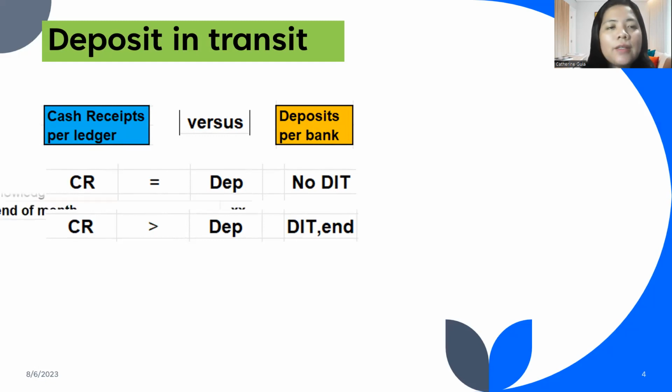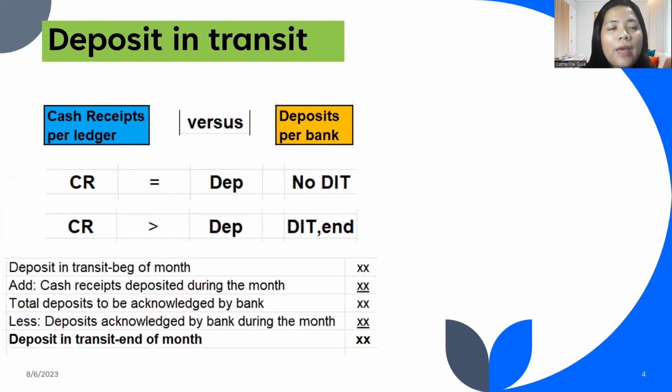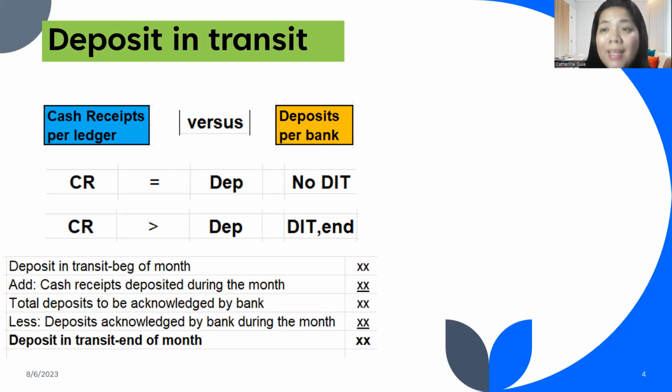Okay? And what if there is an existing deposit in transit beginning? So we have to add that to the cash receipts deposited during the month, or the cash receipts per ledger, to get the total deposits to be acknowledged by bank, less deposits acknowledged by bank during the month, or the deposits appearing in the deposits column of the bank statement, and that will be the deposit in transit end of month.